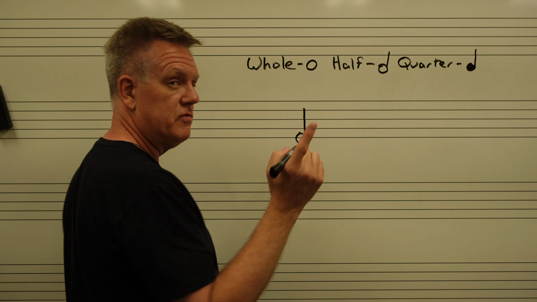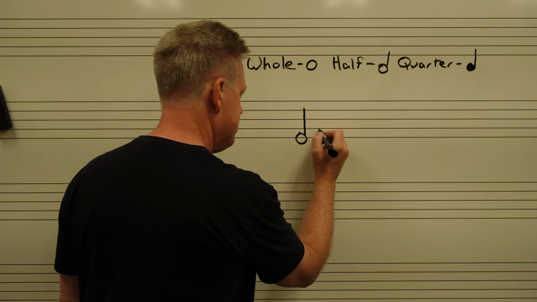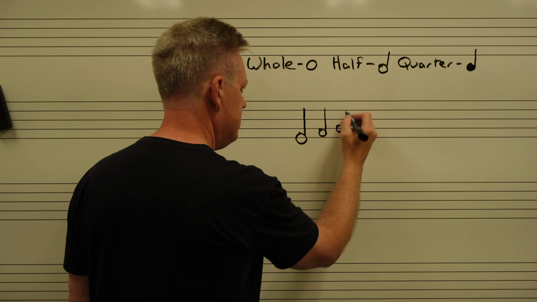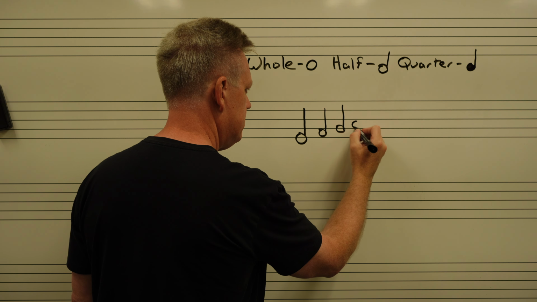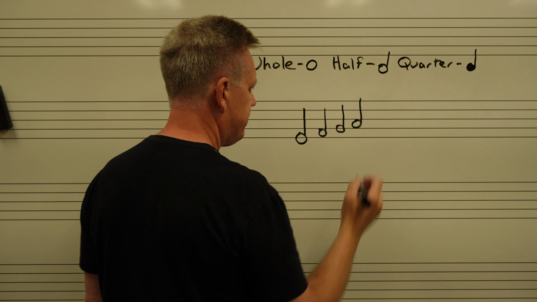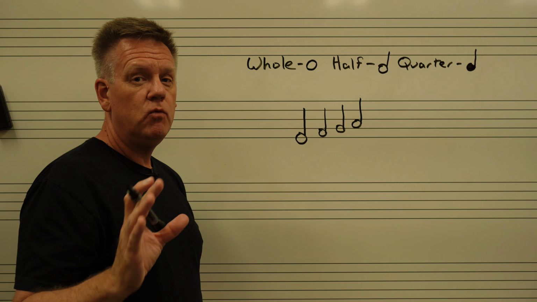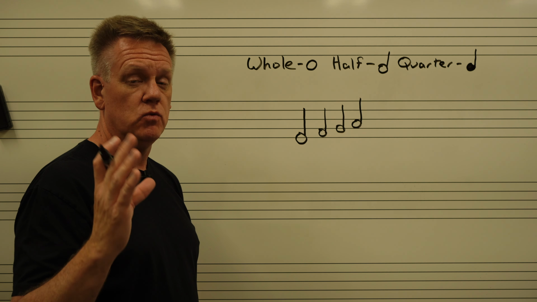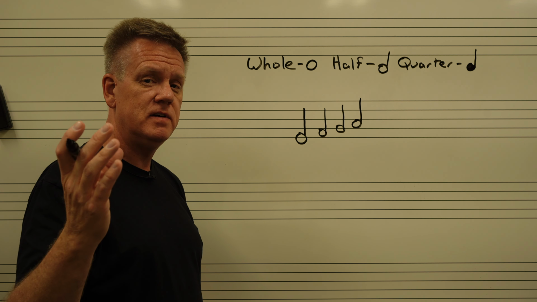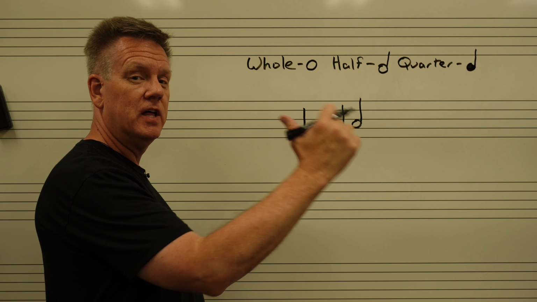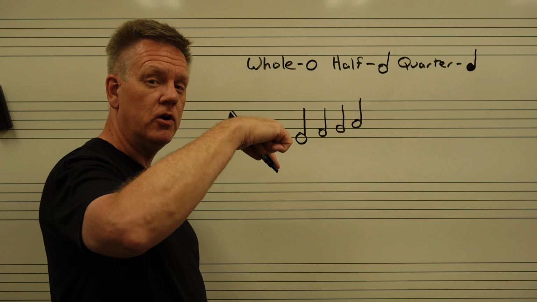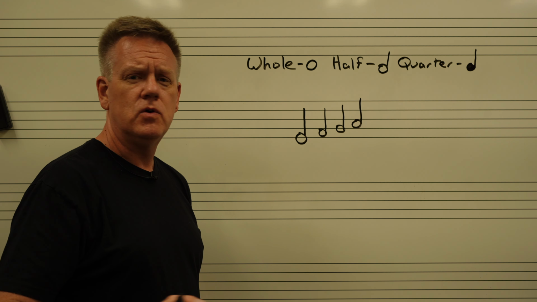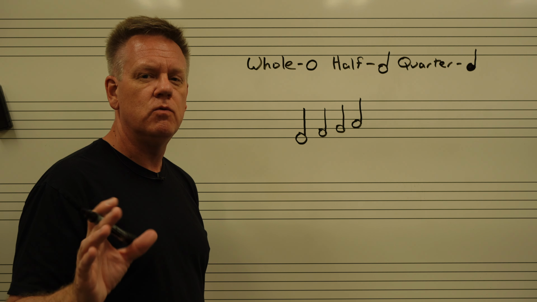And that's what happens for a little while. Check this out. Now we've come to the middle line. This is where things change. Once we get to the middle line and above, the stems are on the left side and they're going down. And that's for half notes, quarter notes, eighth notes, everything with a stem.